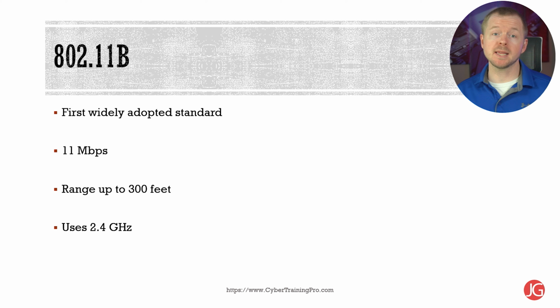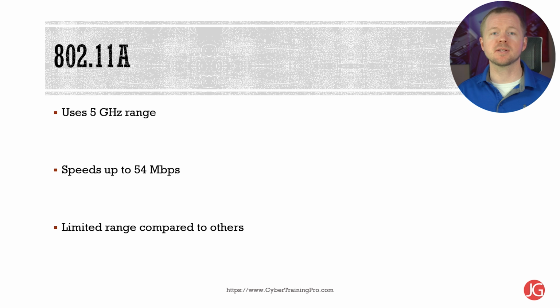802.11b was the first widely adopted Wi-Fi standard. The throughput is up to 11 megabits per second with a range of up to 300 feet, assuming ideal conditions. 802.11b uses the 2.4 gigahertz standard, which is much more likely to run into interference from other devices.